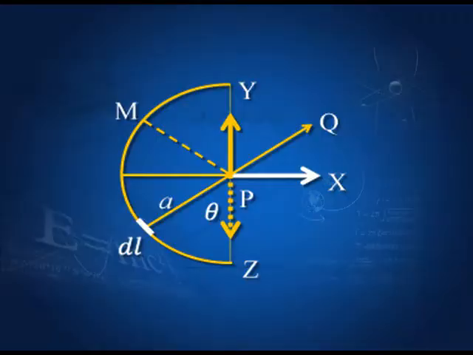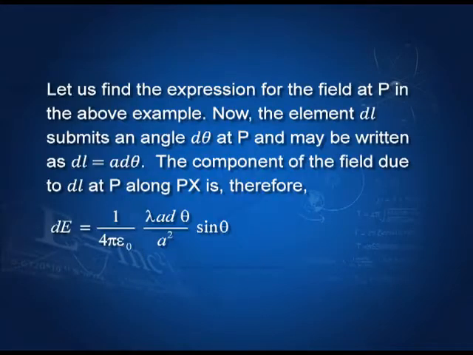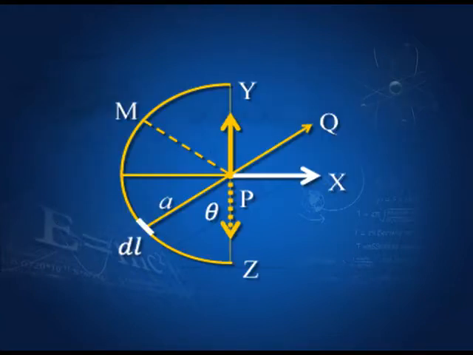So, we can calculate in this direction. Calculation is easy. The intensity of the field is lambda. Let me explain the geometry again. What is dl? dl can be expressed in terms of angle theta. dl is a d theta. So, one can express that.